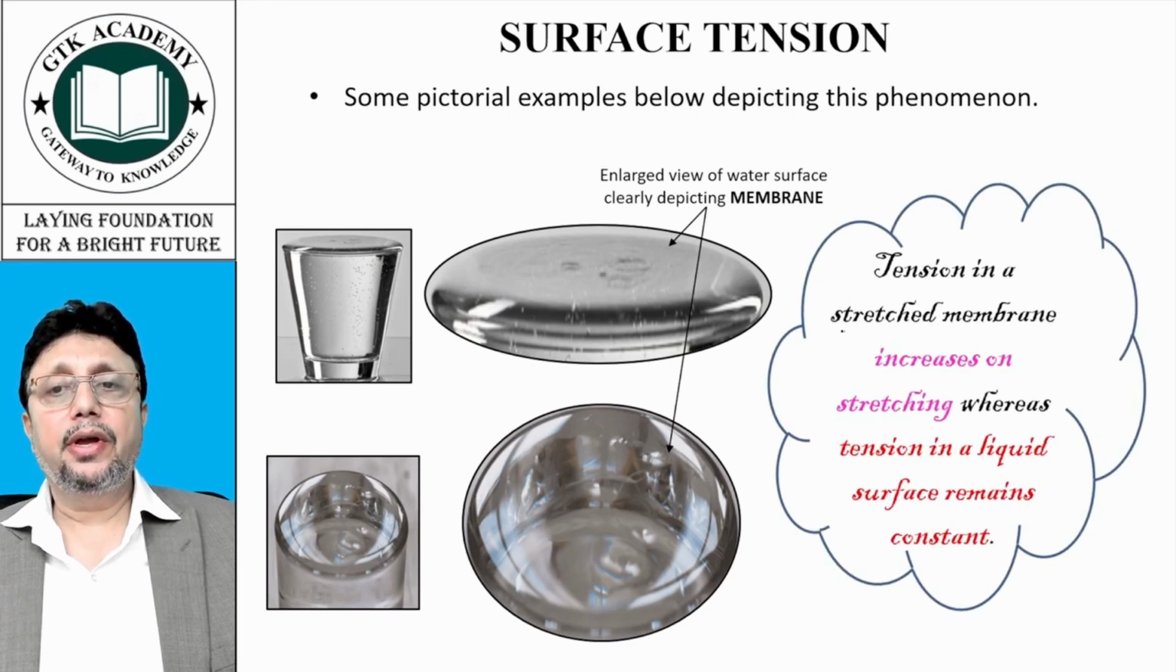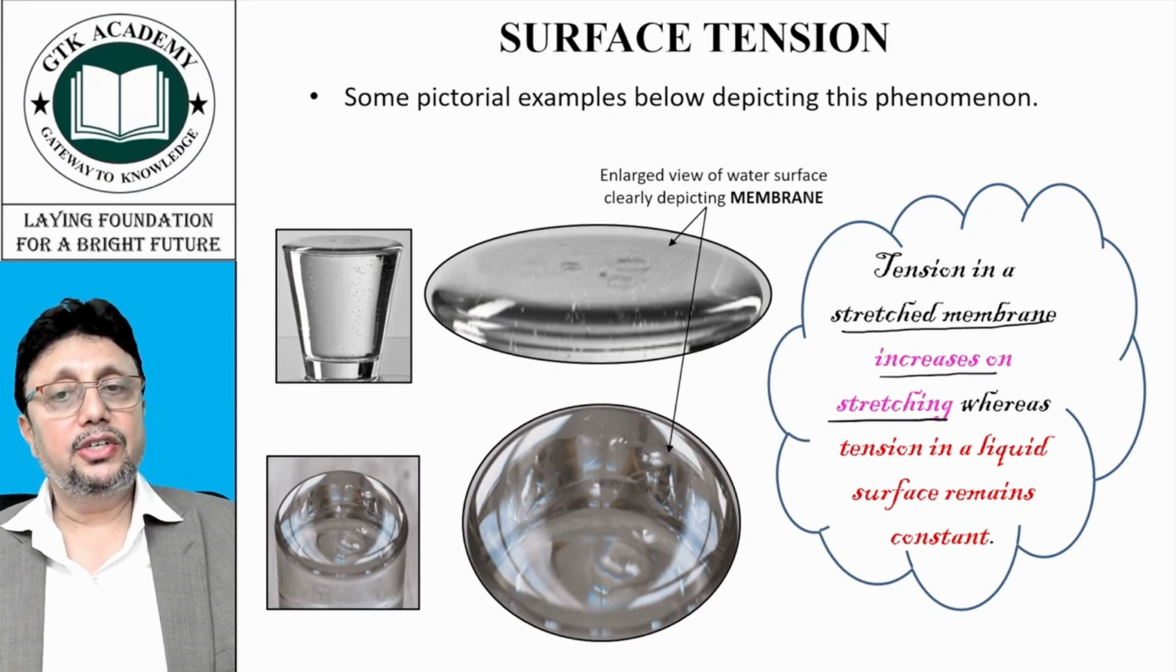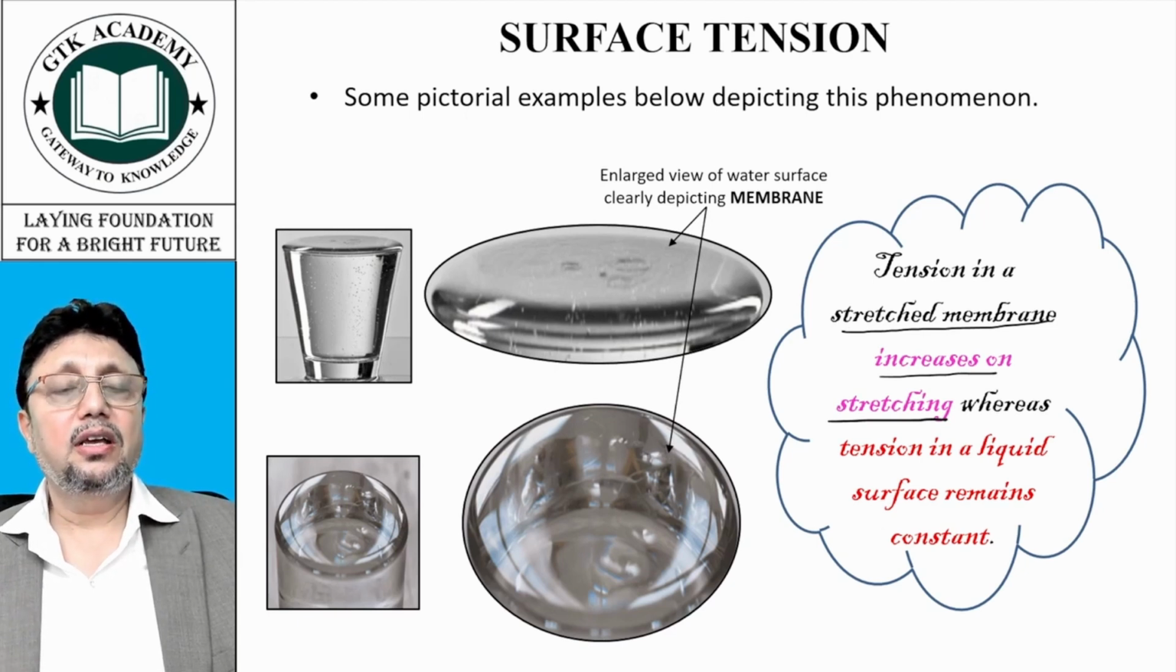Tension in a stretched membrane increases on stretching. As you stretch it further, the tension will increase. But the tension in a liquid surface remains constant. You can't stretch it. Can you stretch a free surface of a liquid? It's not possible. So the tension remains constant. So this is the difference between the actual membrane and the free surface of a liquid. It's very important. Please note it.